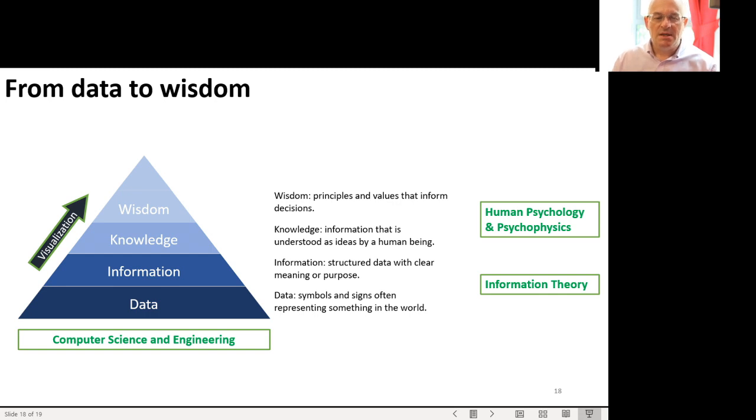And we can see this in the data to wisdom pyramid. We have data going to information, going to knowledge, going to wisdom. The lower layers of this are really very information theoretic. They're digital information. And then the upper layers move into human psychology and psychophysics. How do people think? How do people understand things? How do people make decisions based on information that they're receiving? So some of this is computer science and engineering, and the further up the pyramid you go, it gets more and more into psychology and cognitive visual science.